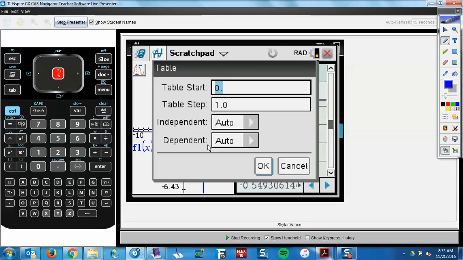So you go to menu, you go to table. Now this is with the table highlighted, right? You might have to use your thumb on the trackpad so you can go back and forth between your graph, because if the graph is highlighted, then your settings, when you go to menu, will look different, right? So you have the table highlighted. So where do we want our table to start?